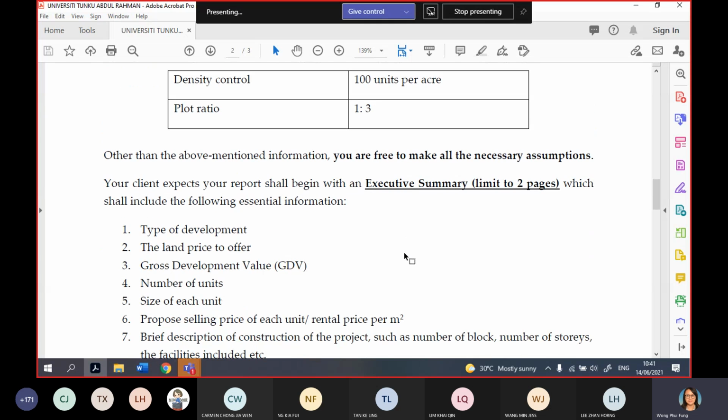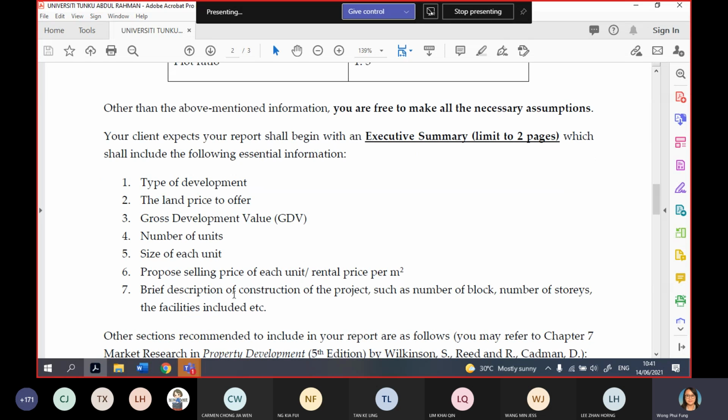The first content is your executive summary, not limited to 2 pages. It should include the following content. In the executive summary, I hope you can mention what the development is, what the land cost is, the GDV, number of units, and so on. Tip for you: a table to summarize will be very good. But don't just give me one table only. Table plus elaboration will be very good for a good executive summary.